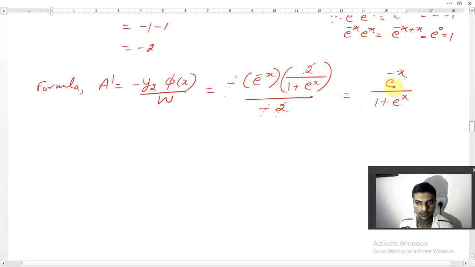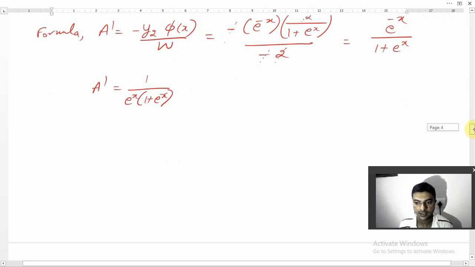Why to again keep e raised to minus x as it is? Please remember, e raised to minus x, I will write this as 1 divided by e raised to x, 1 plus e raised to x. This is our a dash. Immediately whenever you calculate the a dash, just integrate it, students. So when you integrate this, students, what do you get? Yes, here we get integrating, find a. Similarly, find b, substitute into solution, that is the answer.